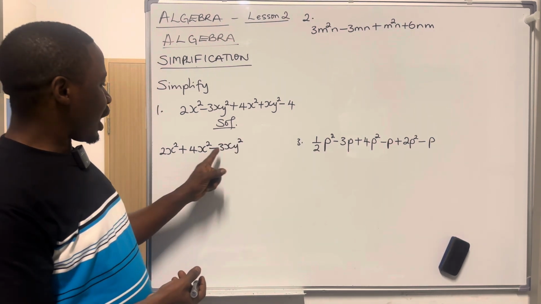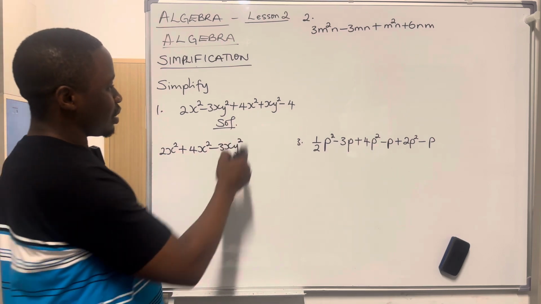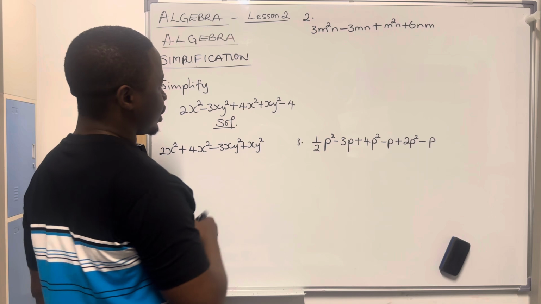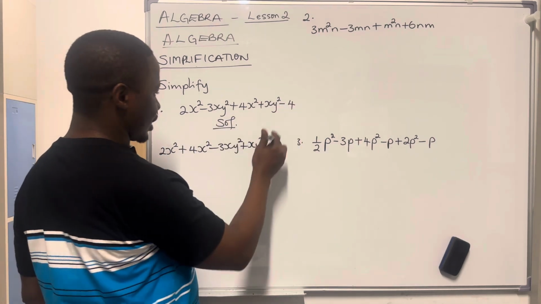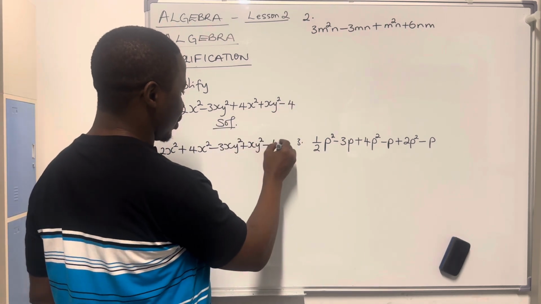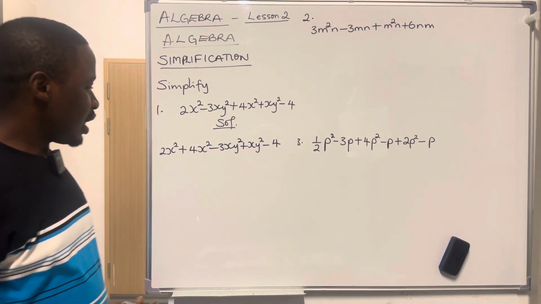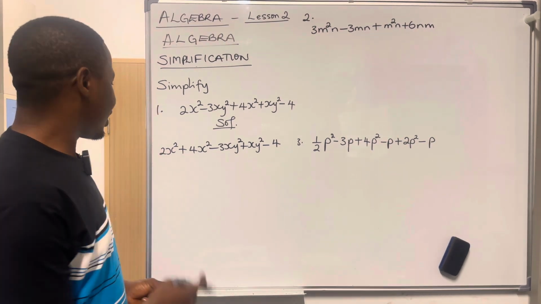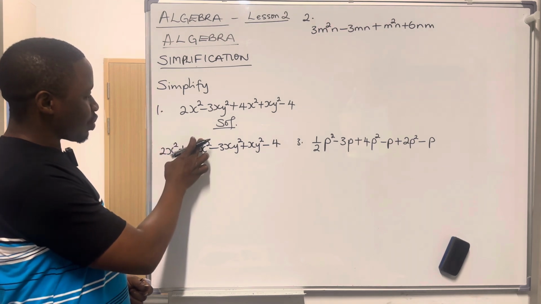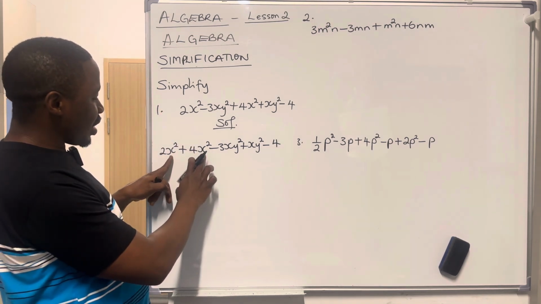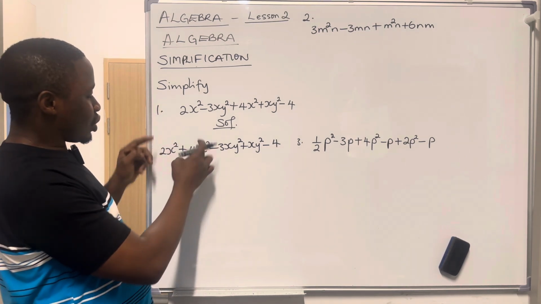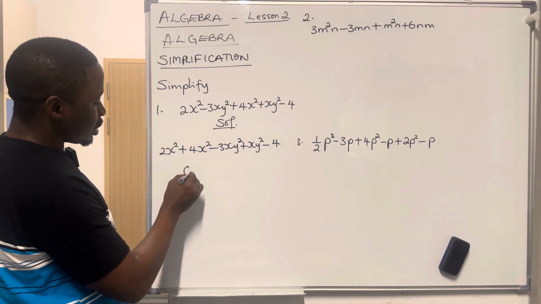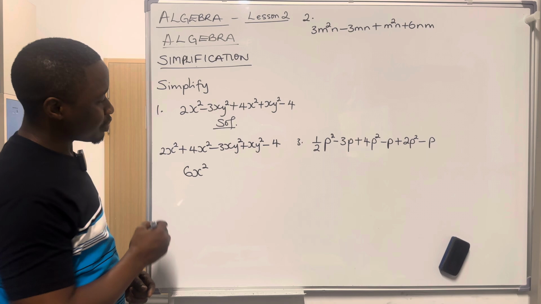Any other term with xy squared? It is this one. Plus xy squared. Then the final term, last term is minus 4. Remember, like terms can be added, can be subtracted. So x squared, they are like terms. Same variables, same powers. So we can add them. 2x squared added to this, 6x squared.